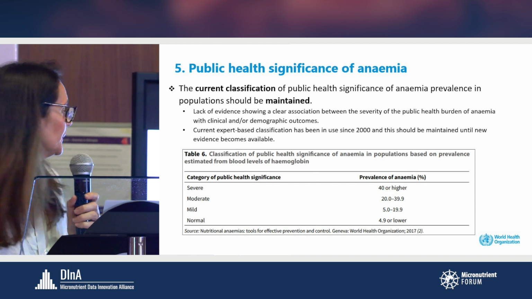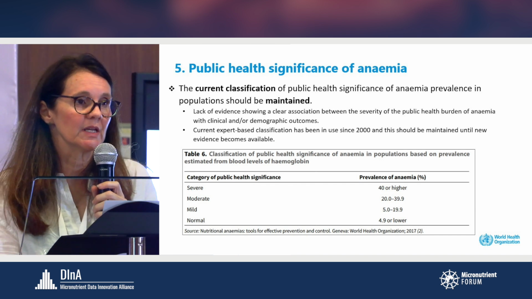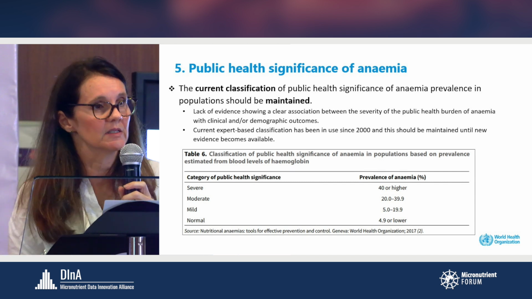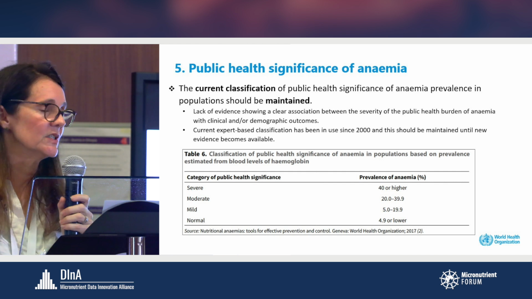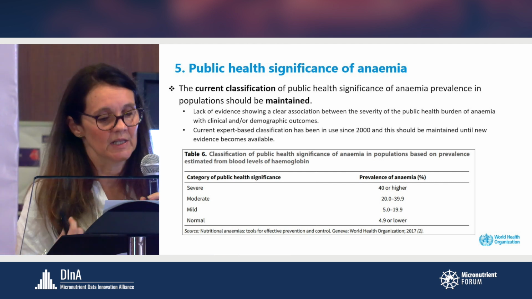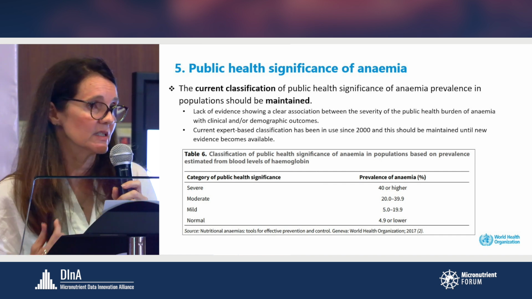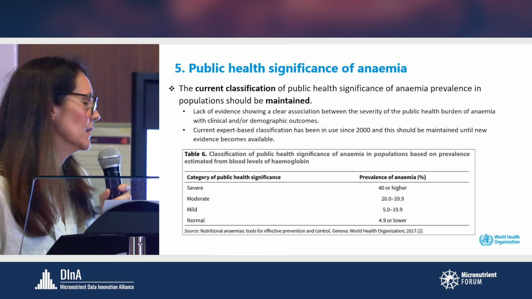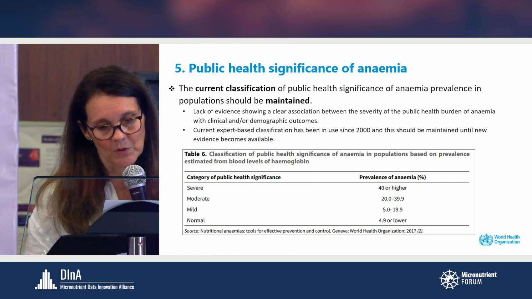So here we have that a prevalence of 40% or higher is considered to be a severe public health problem of anemia. A population prevalence between 20 and less than 40 is felt to be moderate. Prevalence between 5 and less than 20 is mild, and then less than 5 is felt to be a normal population prevalence of anemia.